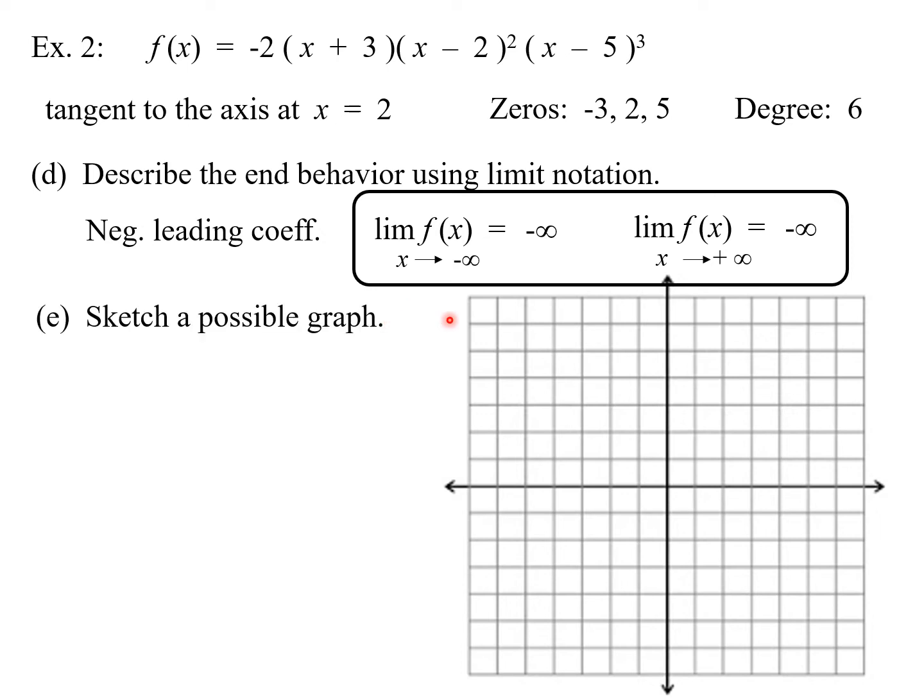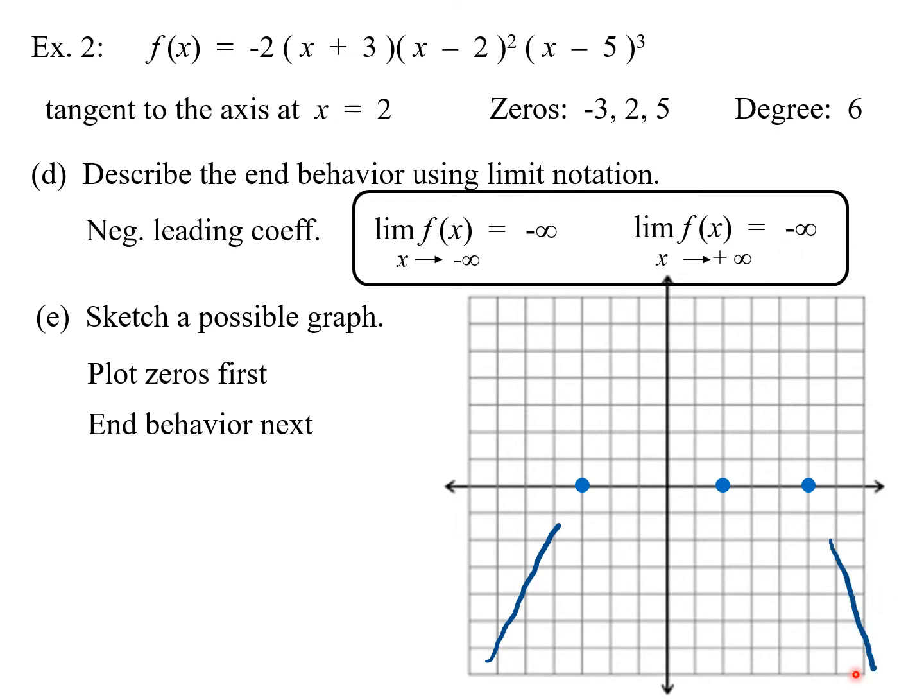Now we're in a position to sketch a possible graph. First, let's plot the zeros. So there's a 0 at -3, there's a 0 at +2, and a 0 at +5. Next, let's plot the end behavior. As x approaches -infinity, the function approaches -infinity. And as x approaches +infinity, the function approaches -infinity. So that's the end behavior.